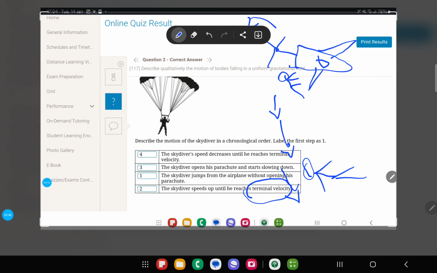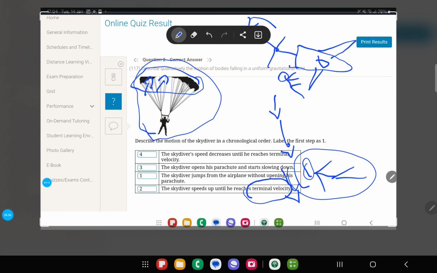Now the skydiver will accelerate, as I said, and reach terminal velocity at a specific height. Then the third step: the skydiver opens his parachute and starts slowing down. After reaching terminal velocity and a certain height, the skydiver will open his parachute and slow down, because, from the last question, the parachute is wide and big, with more surface area. So the air resistance will slow the skydiver down.